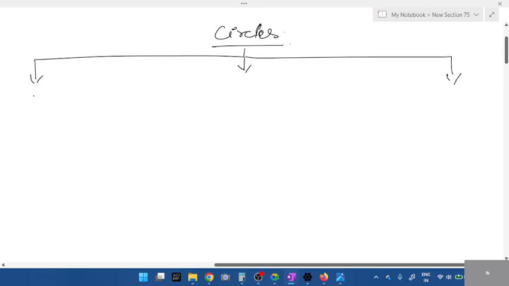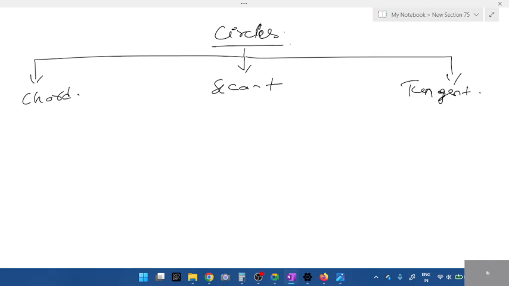Okay, circles. What are the things we studied, students? In circles, all of you respond. Everything about chord property, then secant and tangent. Mostly this time they won't give you a tangent, and there is hexagon and pentagon left, right? We'll do that on Monday, along with heights and distance. Whatever is left, we'll do it on Monday next week.